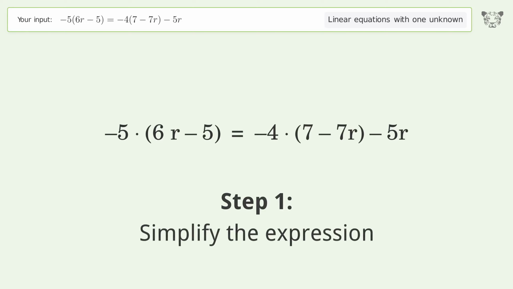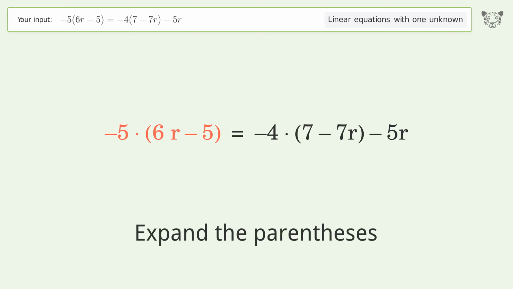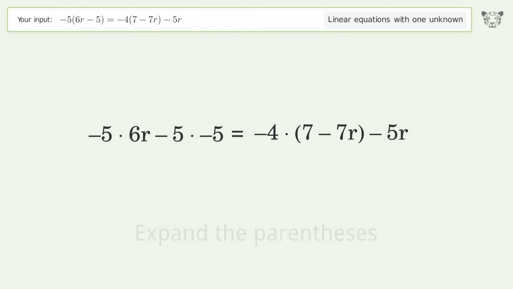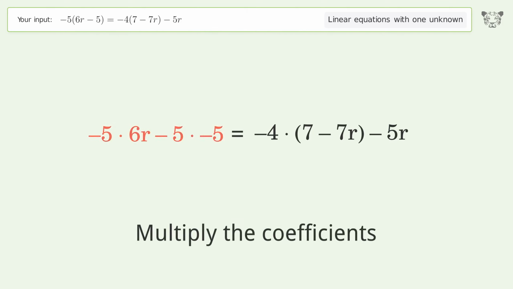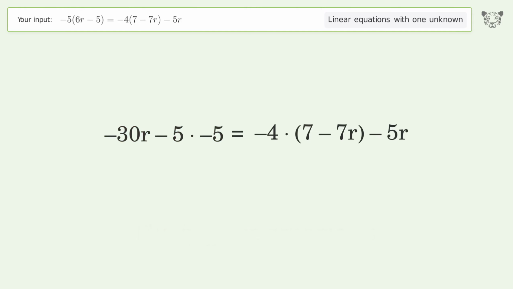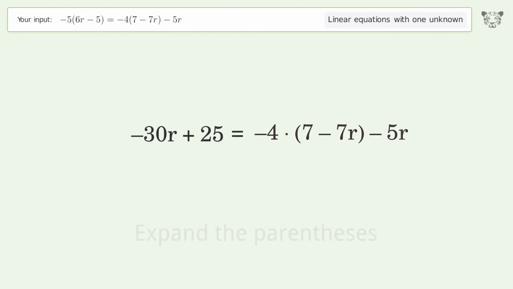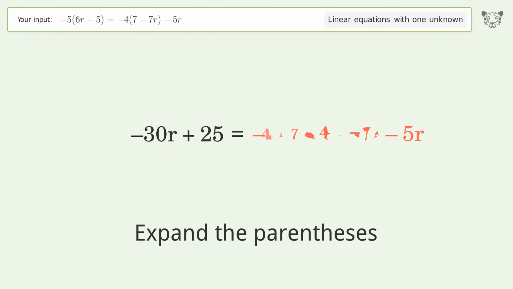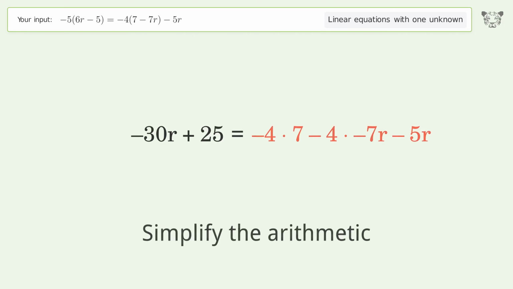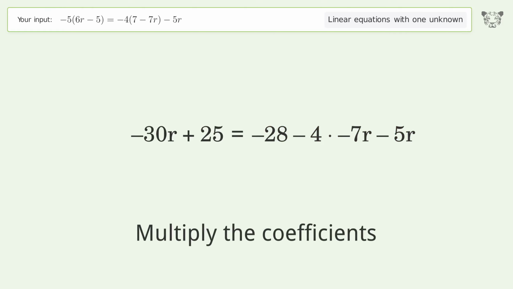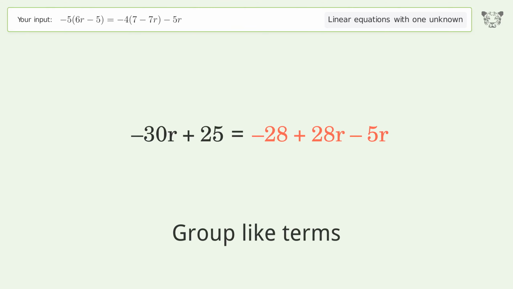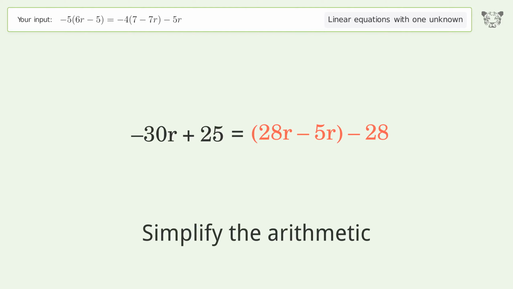Simplify the expression. Expand the parentheses. Multiply the coefficients. Simplify the arithmetic. Expand the parentheses. Simplify the arithmetic. Multiply the coefficients. Group like terms. Simplify the arithmetic.